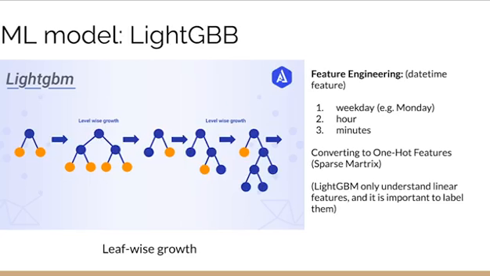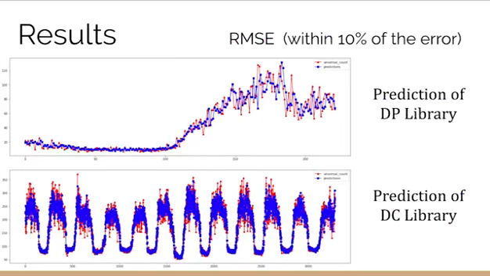We chose to use this model as the amount of data is not sufficient for a neural network like RNN or LSTM. The end product has a decent accuracy, with root mean square error being around 40 for the DC library and 15 for the DP library, because we have a relatively large data set for training the model for the DP library.